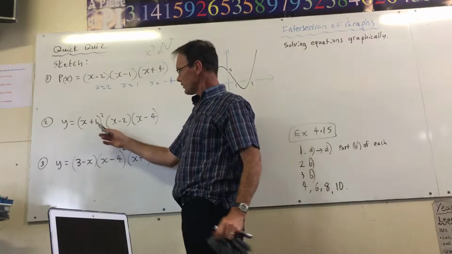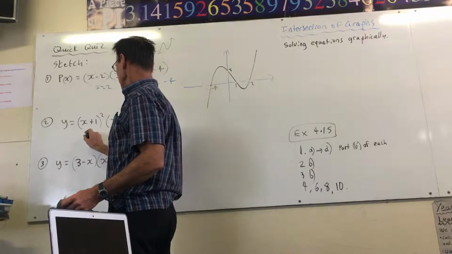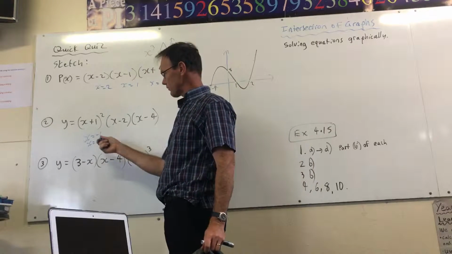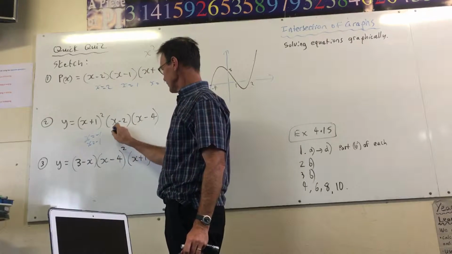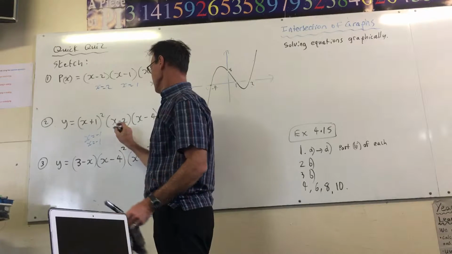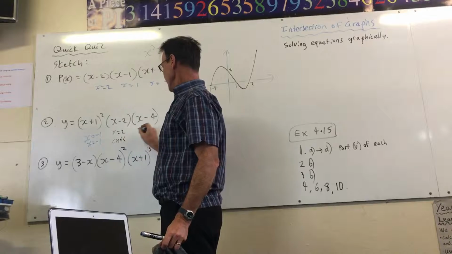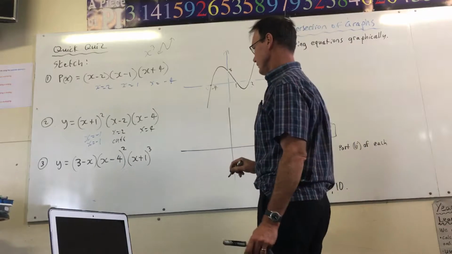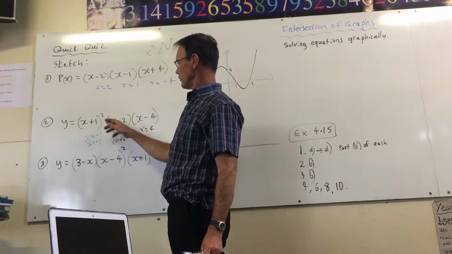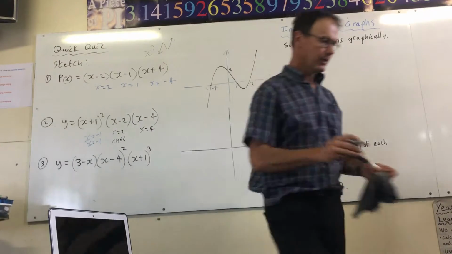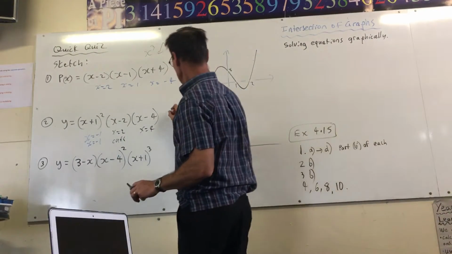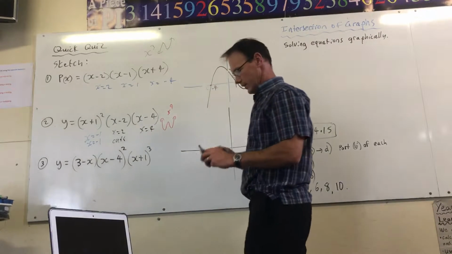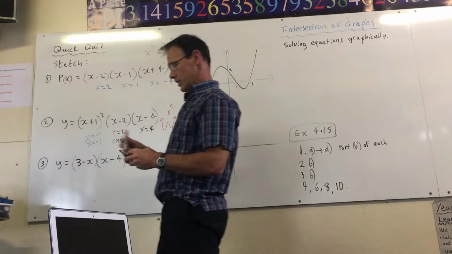Number 2, it has a double root at x equals minus 1. So that means it bounces there. That's the first thing to realise, it bounces there. And it cuts at x equals 2, and it cuts at x equals 4. So in terms of the graph, it's a power of 1, 2, 3, 4. It's an x to the power of 4 graph, and an x to the power of 4 graph starts at the top, ends up at the top, knowing that it has a bounce at minus 1.